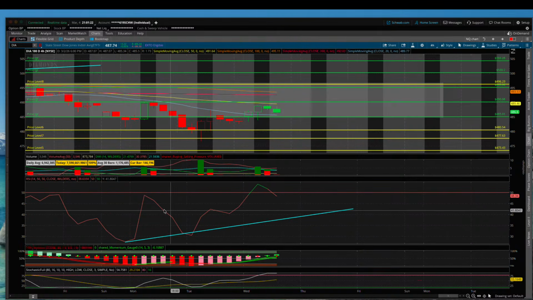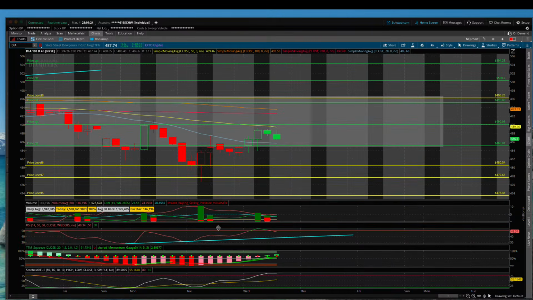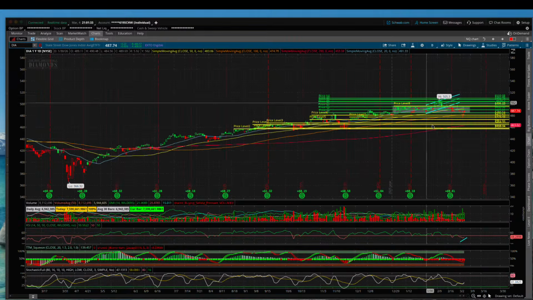Bullish divergence. Big volume. Probably a pullback to 485, and then it goes. Takes off.